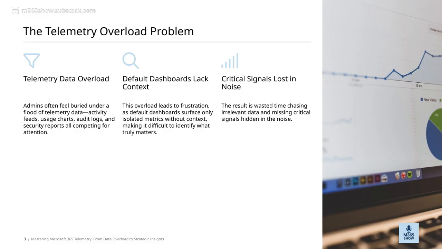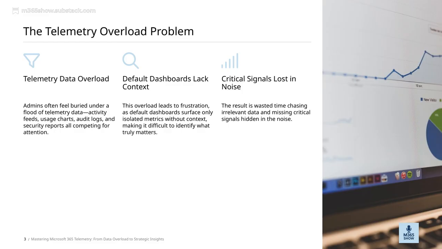This overload also leads to frustration because default dashboards tend to show isolated metrics without giving us the full context. Without that context, it becomes really difficult to identify what actually matters. We're left looking at numbers but not understanding their significance.